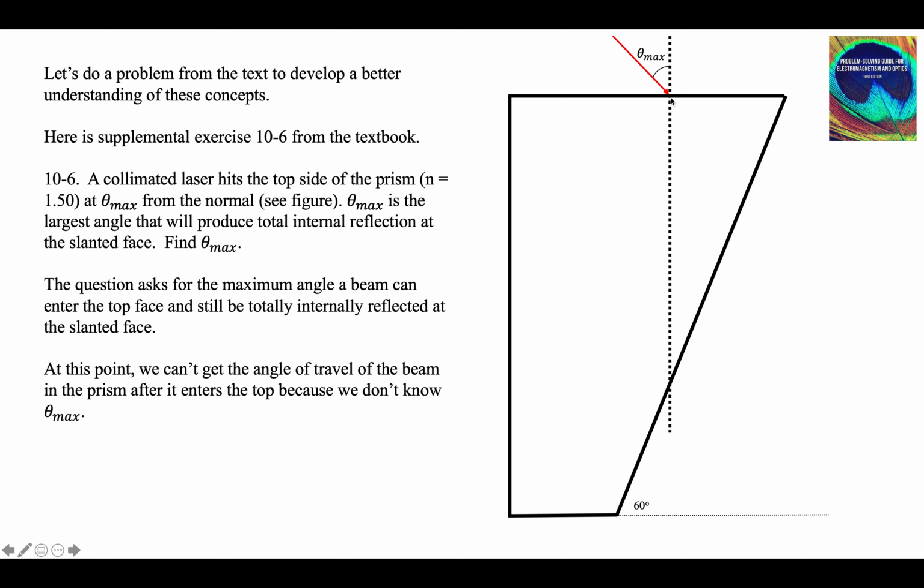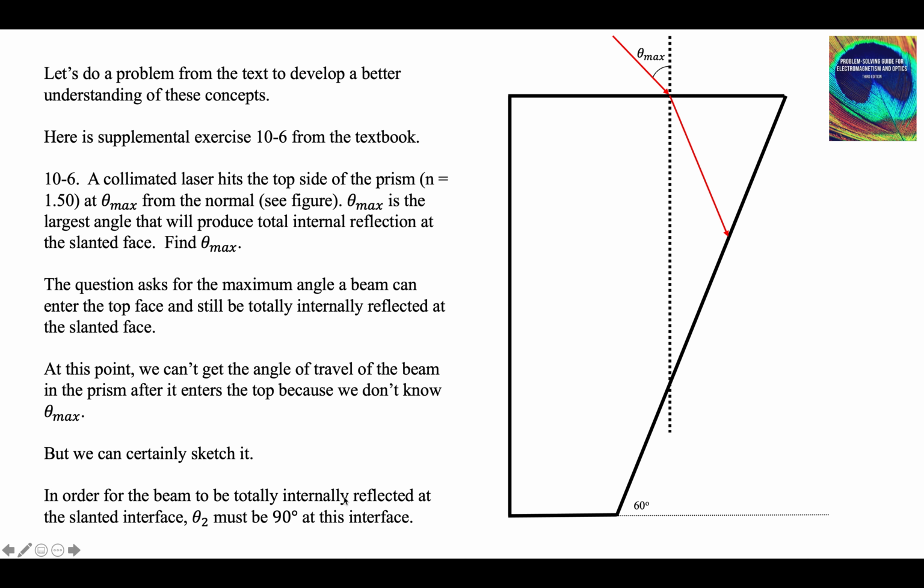So we can't get the direction of travel here because we don't know this angle. But we can draw it. So there's a refracted beam. It's going to get bent toward the normal. It's going from air to glass. Something like this. We don't know what the exact angle is because we don't know theta max yet.